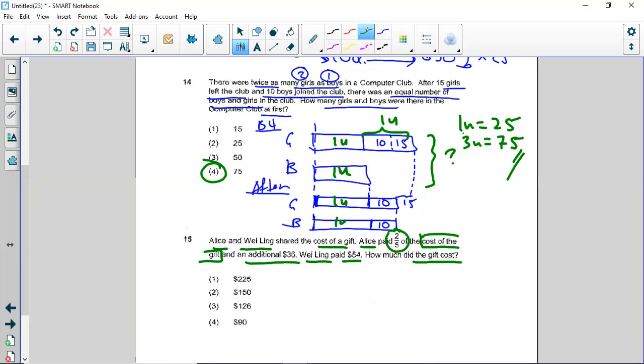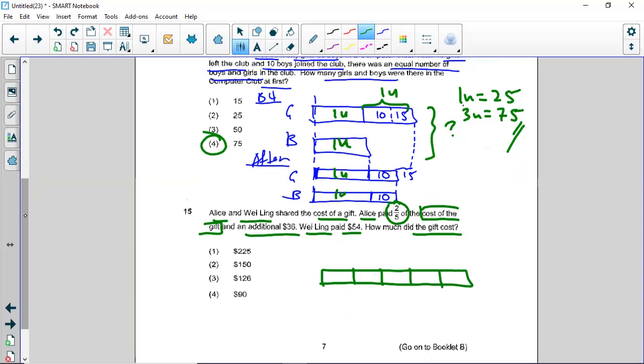All right, quite easy. Look at the fraction. The fraction is talking about the present. So draw a rectangle, which is the cost of the present. Cut it into 5 boxes. And Alice paid 2 boxes plus another $36.